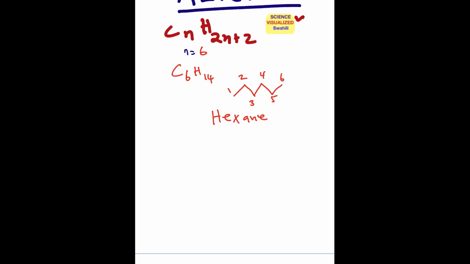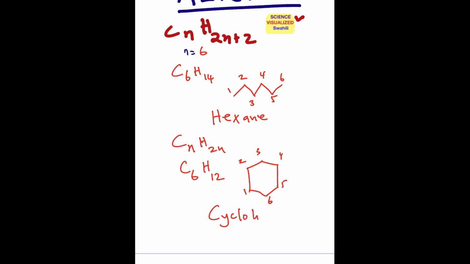For cyclic system, the formula is CnH2n, so that will be C6H12. And the structure for that will be this: 1, 2, 3, 4, 5, 6. And the name for that is cyclohexane.